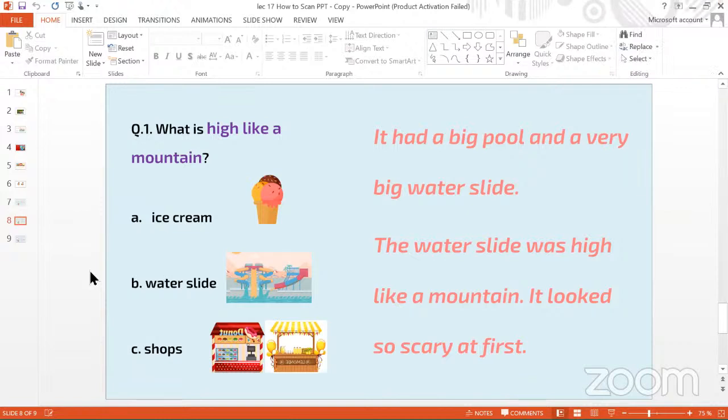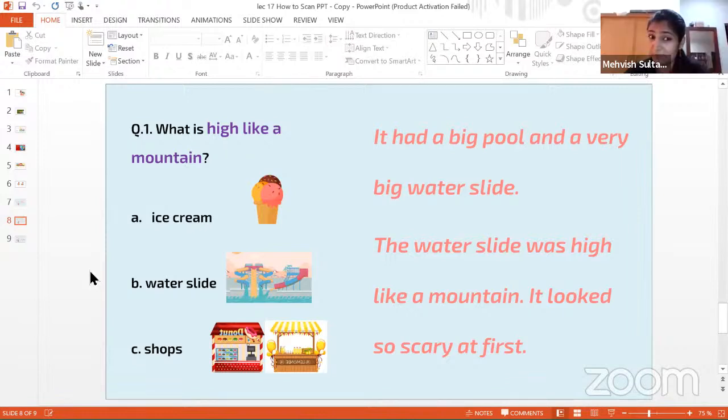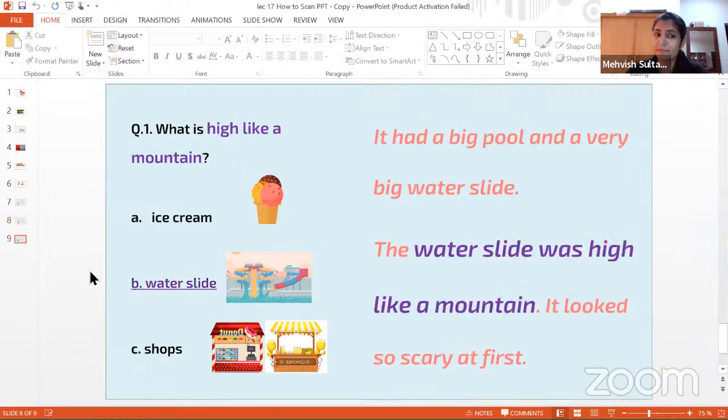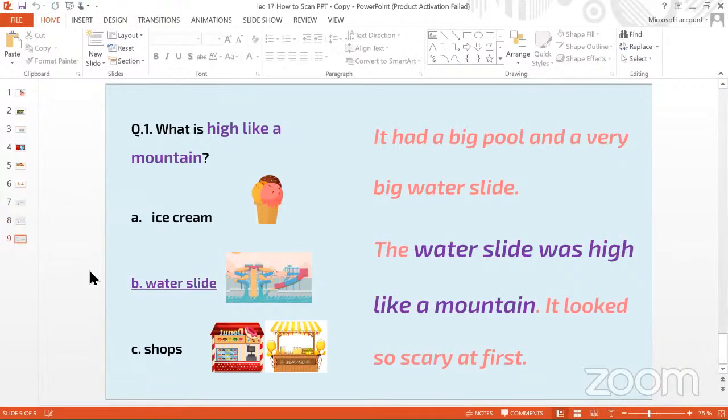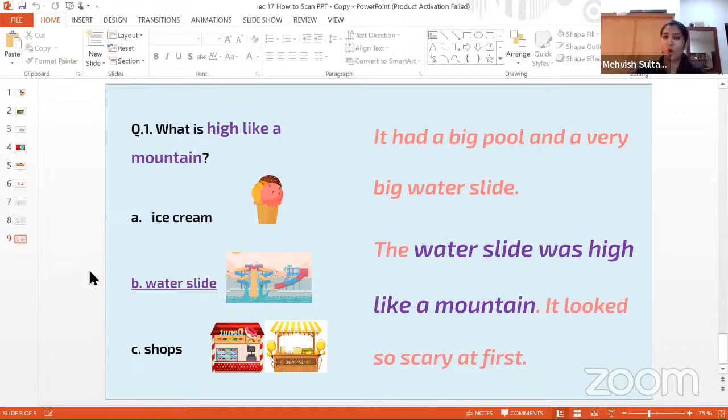What is high like a mountain? Ice cream. Water slide. Shops. So Sonam, can you tell me the answer? What do you think? Water slide. Of course, the water slide was high like a mountain. Wonderful. Thank you very much.